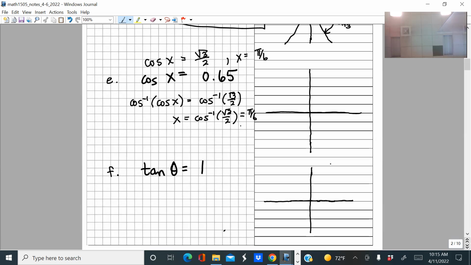0 to pi. Yeah, that's correct. Remember, for inverse sine, it's minus pi over 2 to pi over 2. But for inverse cosine, it's 0 to pi. Well, pi over 6, though, is between 0 and pi, right? So this looks like it's perfectly okay.